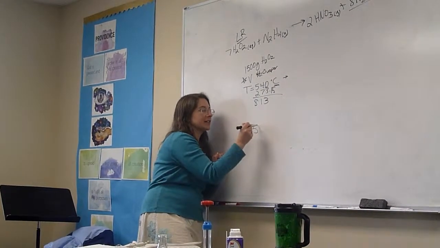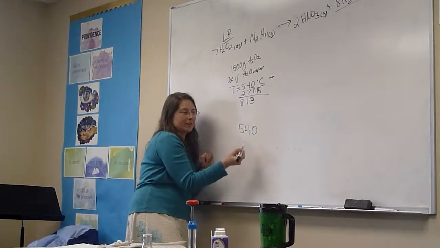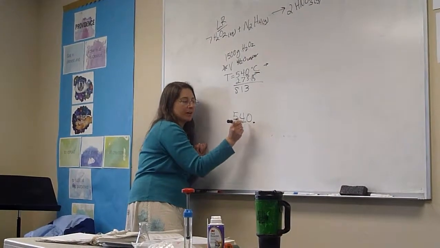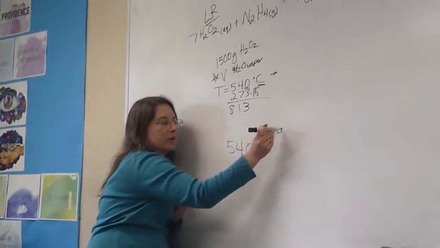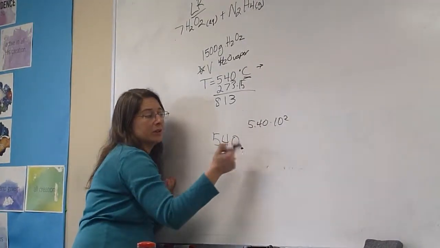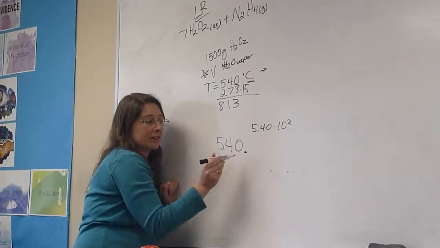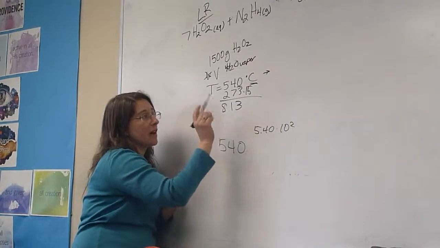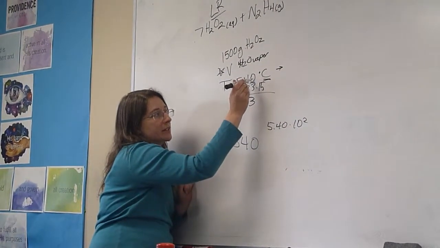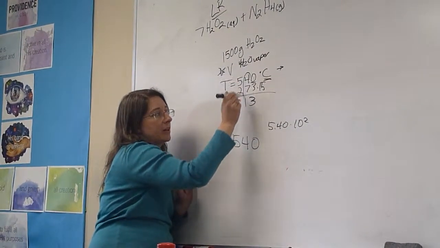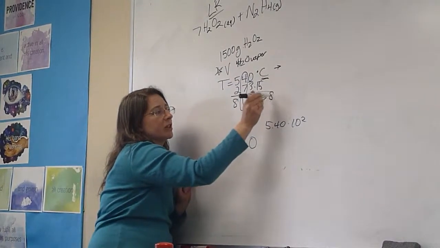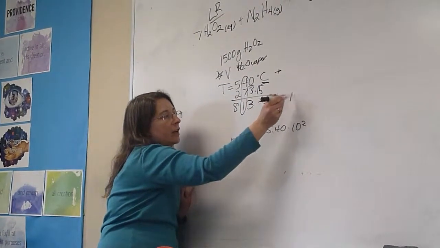If you have this number, unless there's a decimal point or it's written as 5.40 times 10 to the 2, this is two significant figures. So just 540 means that you don't have significance here in the ones place, so we're going to have to round here. So this should really be 810 Kelvin.